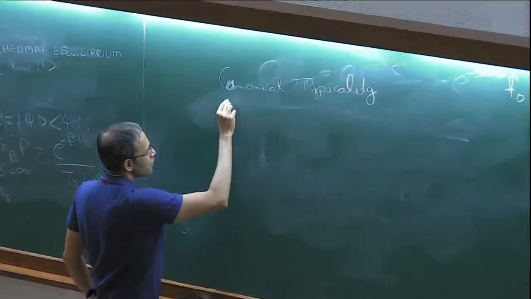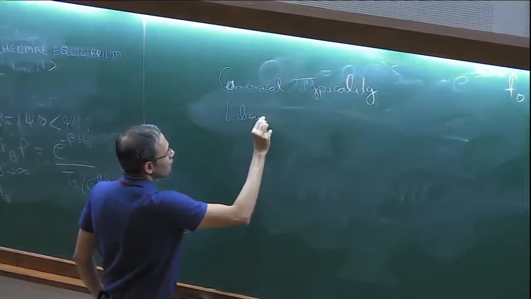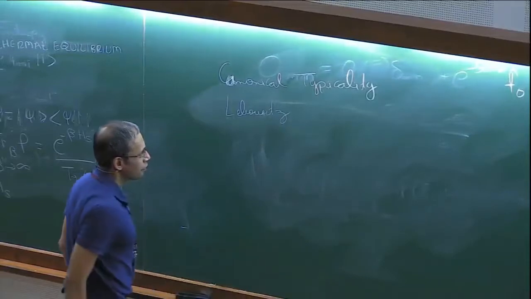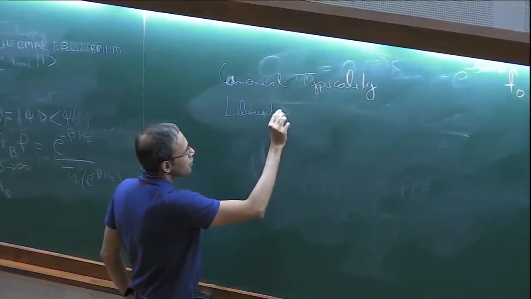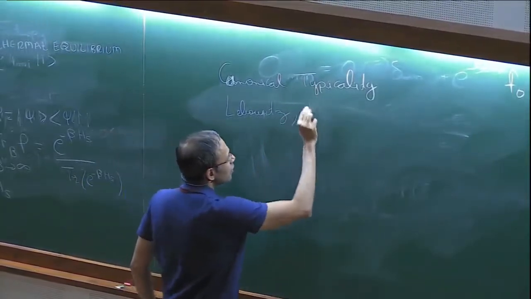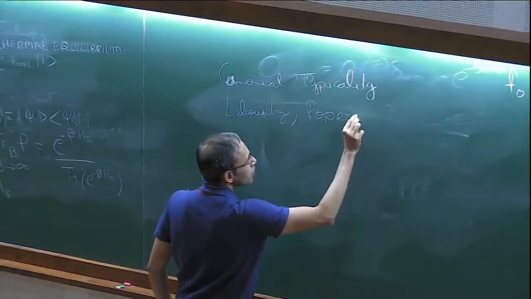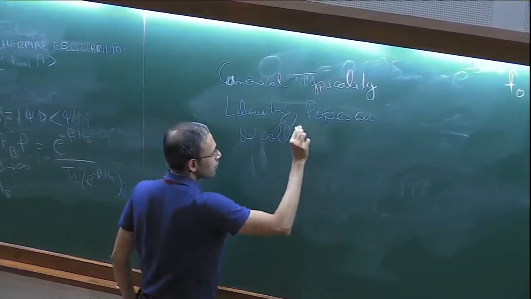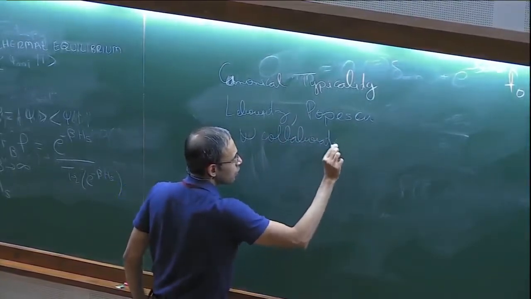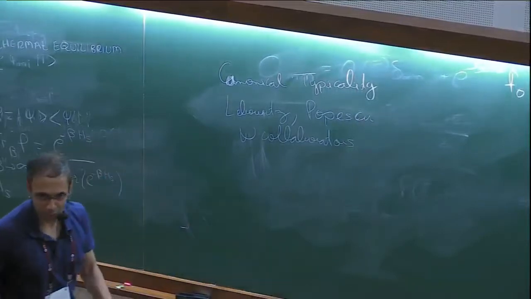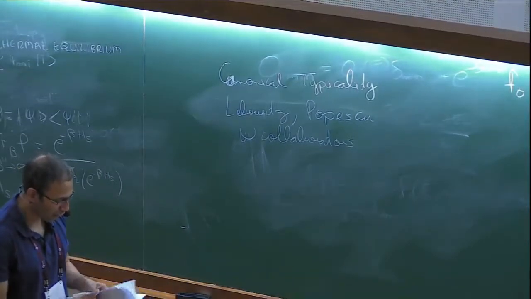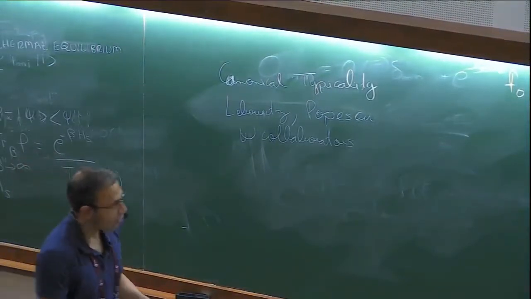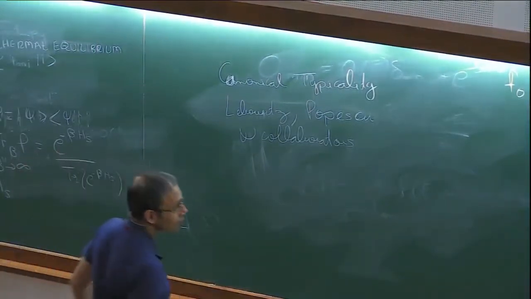And again, this is due to a large number of people in different forms. In its most recent incarnation, it's due to Lebowitz, Popescu, and collaborators, but some of these ideas actually go back to Schrödinger and von Neumann. So this is an idea that's been around for a while, but it's been formalized only recently. So how do we prove this?